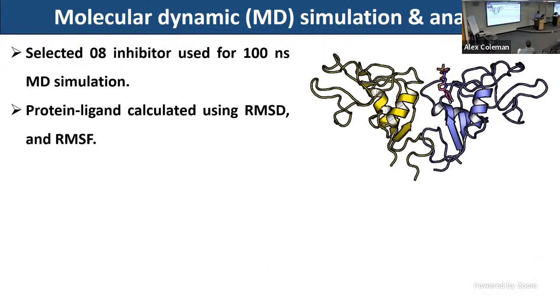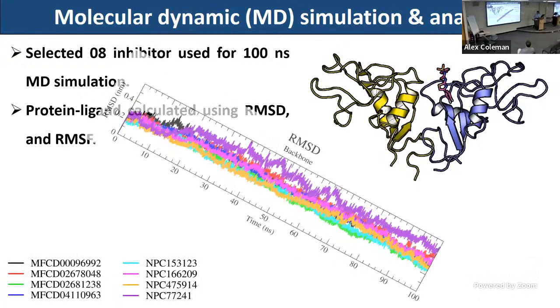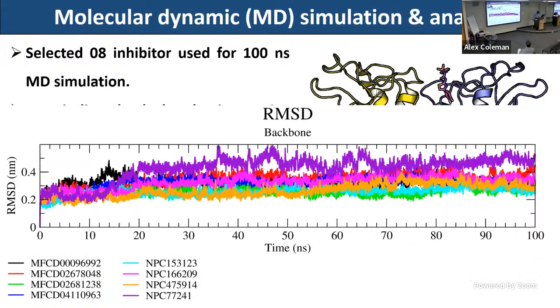Then after, we check the RMSD and RMSF values. With the RMSD value, we check the stability of the protein-ligand complex. If you see, throughout this 100 nanosecond simulation, all compounds show stable conformation. But if you see this purple color line, this is NPC 722, which shows higher RMSD.